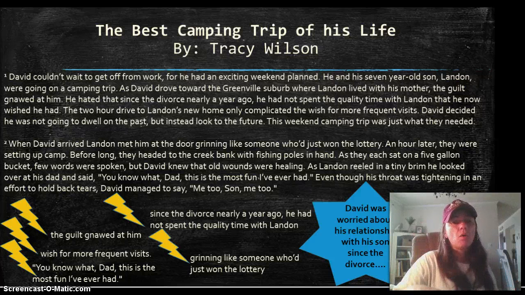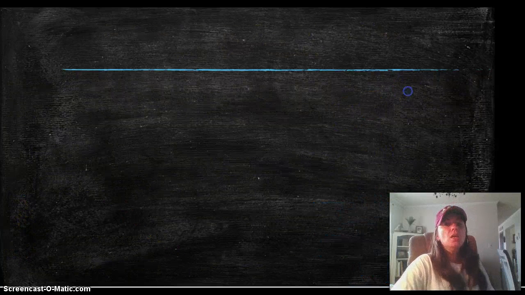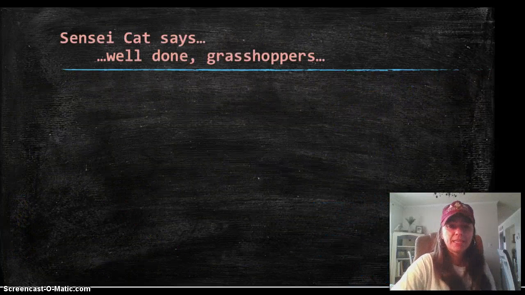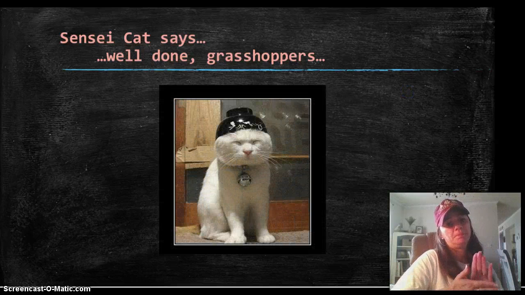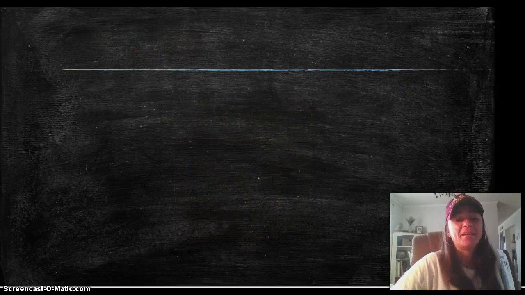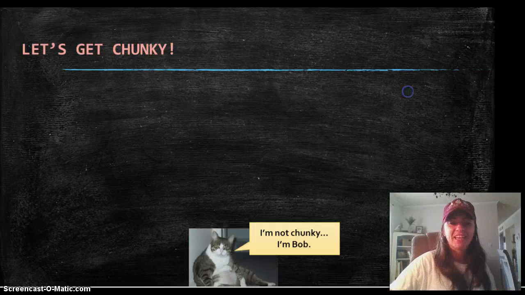What is this mostly about? What repeating ideas or descriptions do we see in a piece of literature that leads us to a main idea? So, did y'all get that? Sensei Cat says, "Well done, grasshoppers." Very good job. All right, let's keep her going here. Now we're going to look at something a little smaller. We're going to get chunky, okay?